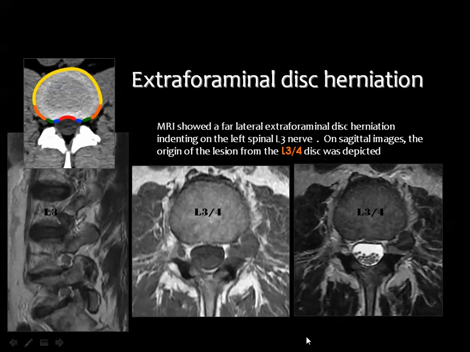Extraforaminal or lateral disc herniation is the herniated disc outside the foramen, but it is compressing the nerve root. Then the same rule in the sagittal image, you see the foramen containing fat with the nerve root inside, and here the foramen is totally obliterated by this herniating disc material.